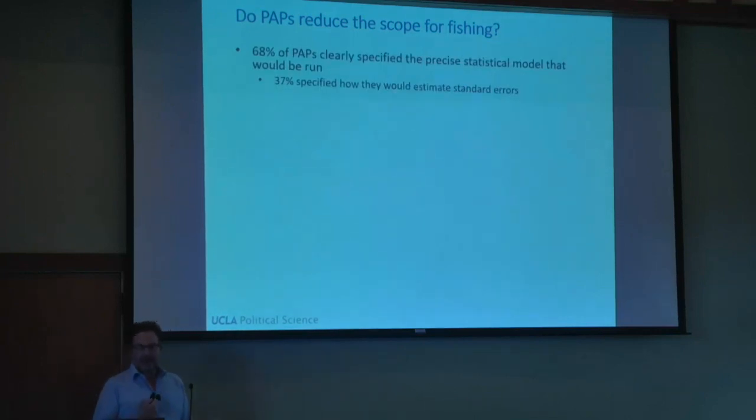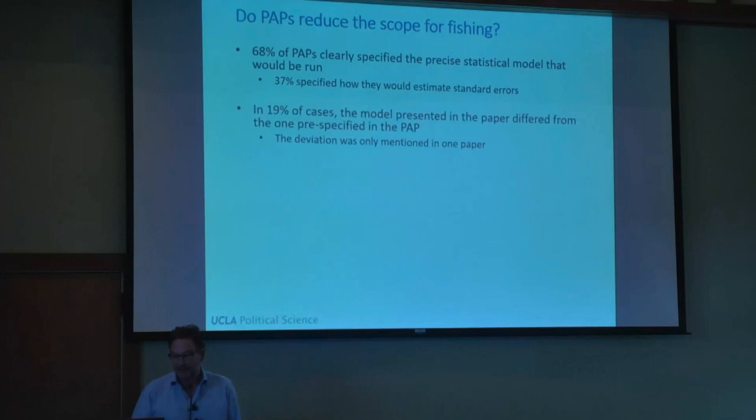68% of PAPs we determined had clearly specified the precise statistical model that would be run. 37%, I'll say only 37%, specified how they would estimate standard errors. In 19% of the cases, the model presented in the paper differed from the one that was pre-specified in the pre-analysis plan. And deviations, I should make clear, are not a problem. You just have to be transparent about them and provide an explanation for why you deviated.